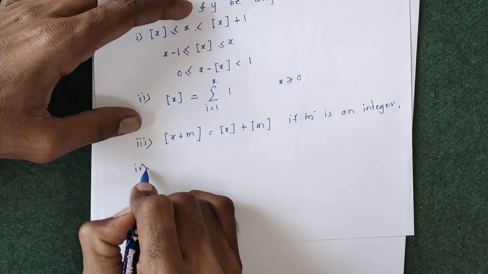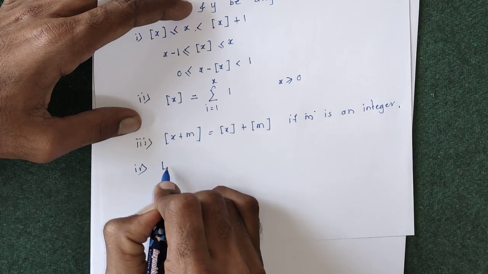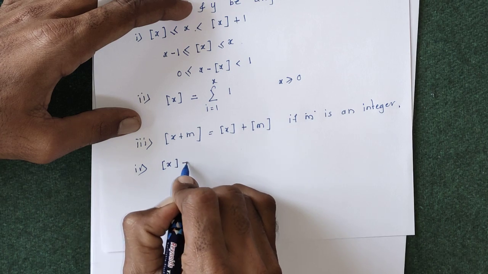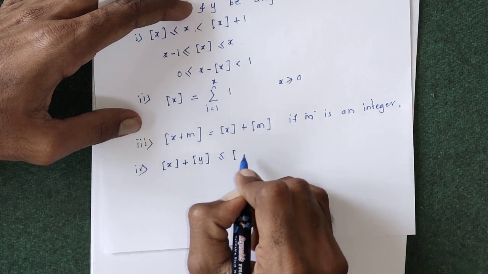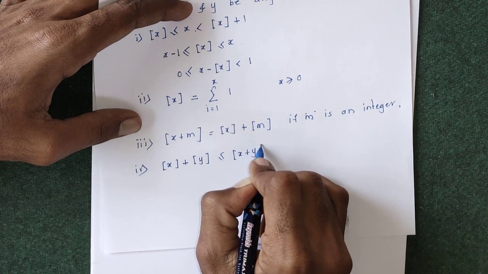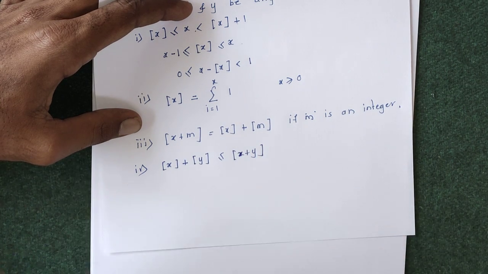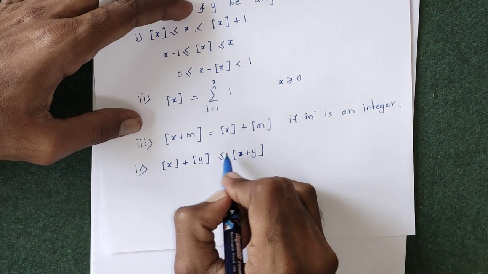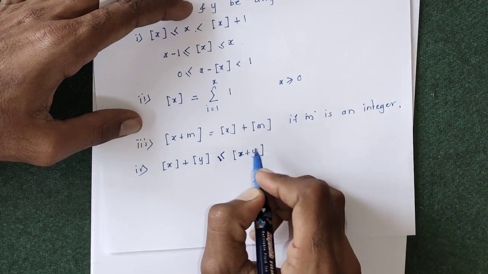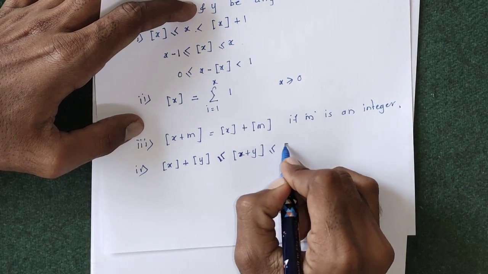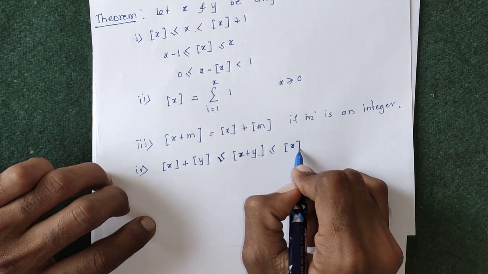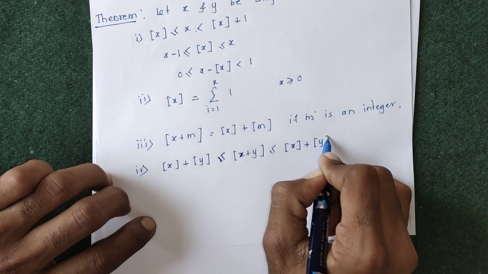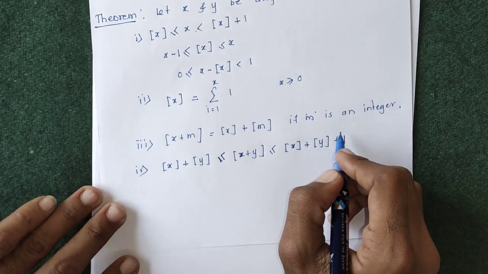Fourth property: the integral part of x plus the integral part of y is less than or equal to the integral part of x plus y, which is less than or equal to the integral part of x plus the integral part of y plus 1.